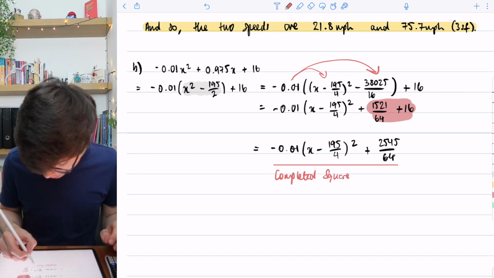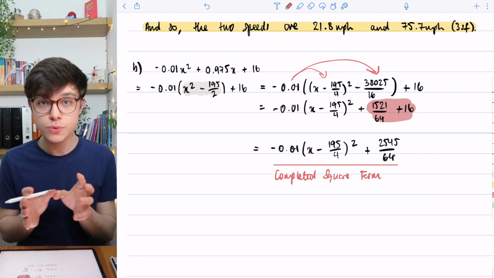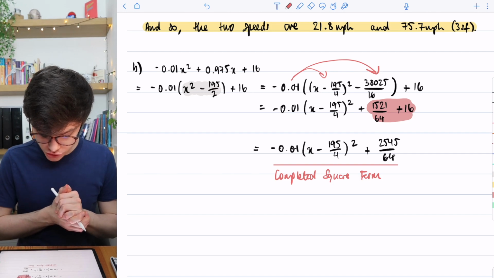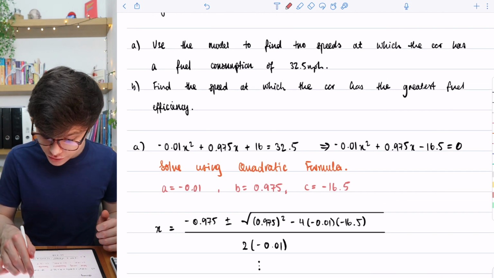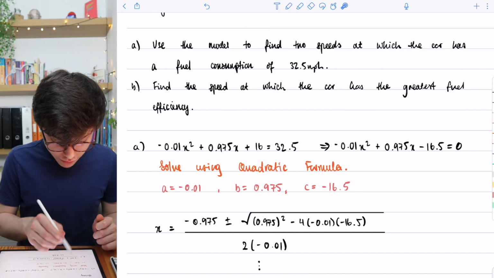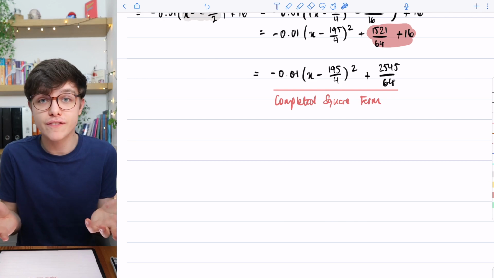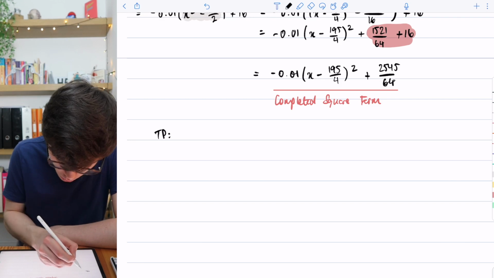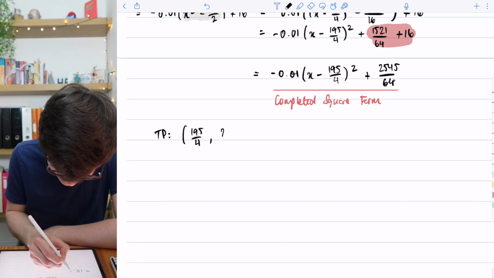So hopefully you're finding it quite helpful, and you're quite used to putting something in completed square form. So when we've done that, we now are being asked to find the greatest fuel efficiency, and the speed at which that greatest fuel efficiency happens. Well, we can take the turning point. We can say the turning point is at 195 over 4, and 2545 over 64.